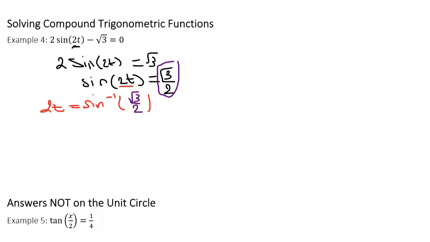Inverse sine of rad 3 over 2 has one solution in quadrant 1 because it is an inverse function. But we want to answer this for all possible values, so we want to think of our unit circle, and we don't just want to look in quadrant 1. My first equation is going to be 2t equals, and let's do this one in degrees, 60 degrees. And then the same thing happens in quadrant 2: 2t is equal to 120 degrees. What makes this compound is that I'm not done. I still have to solve for t.